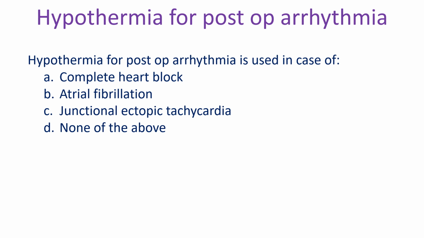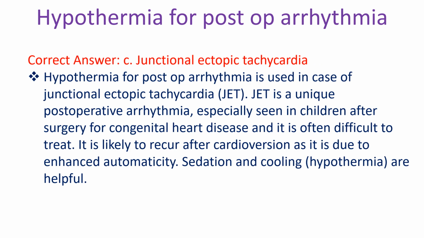Hypothermia for post-op arrhythmia is used in case of A. Complete heart block, B. Atrial fibrillation, C. Junctional ectopic tachycardia, D. None of the above. Correct answer C. Junctional ectopic tachycardia. Hypothermia for postoperative arrhythmia is used in case of junctional ectopic tachycardia. JET is a unique postoperative arrhythmia, especially seen in children after surgery for congenital heart disease, and it is often difficult to treat. It is likely to recur after cardioversion as it is due to enhanced automaticity. Sedation and cooling are helpful.